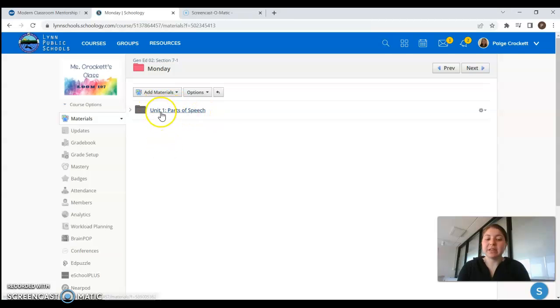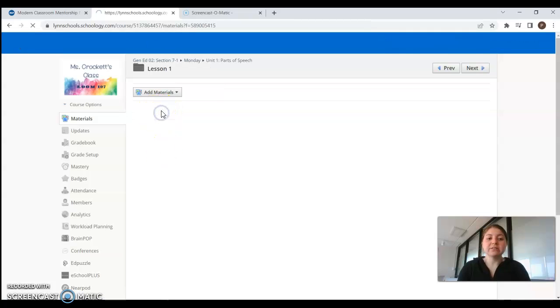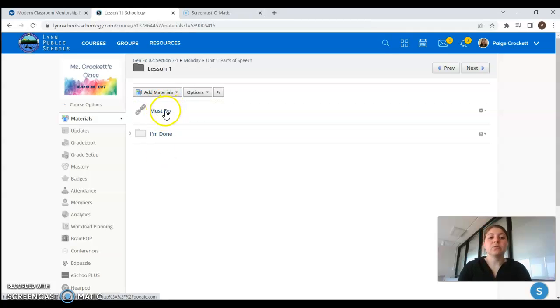So this would be where the independent units are. When kids are done with Unit 1, I could have Unit 2 here. So if you're on Unit 1, then I click on Unit 1 and I have Lesson 1. So all the lessons will be here. So Lesson 1 will be a must do. It's a link to it.